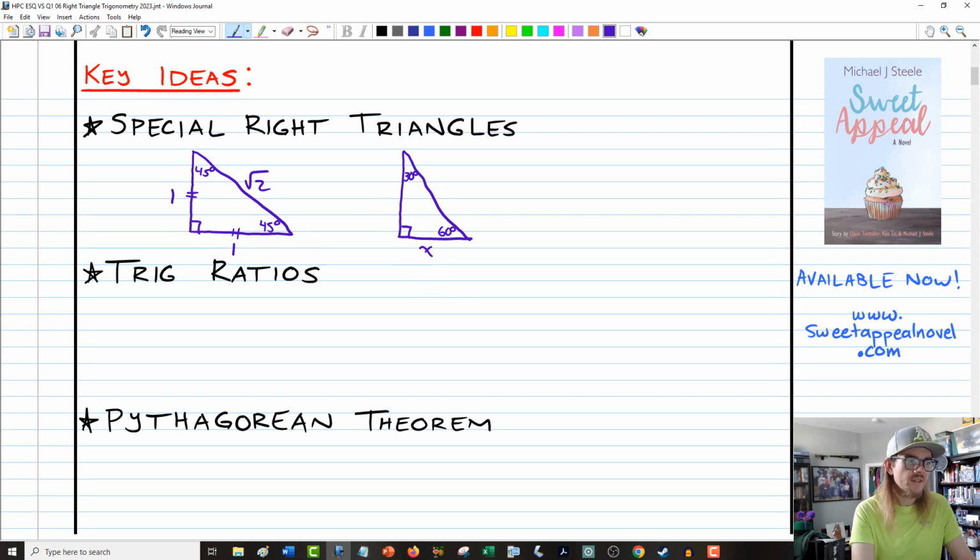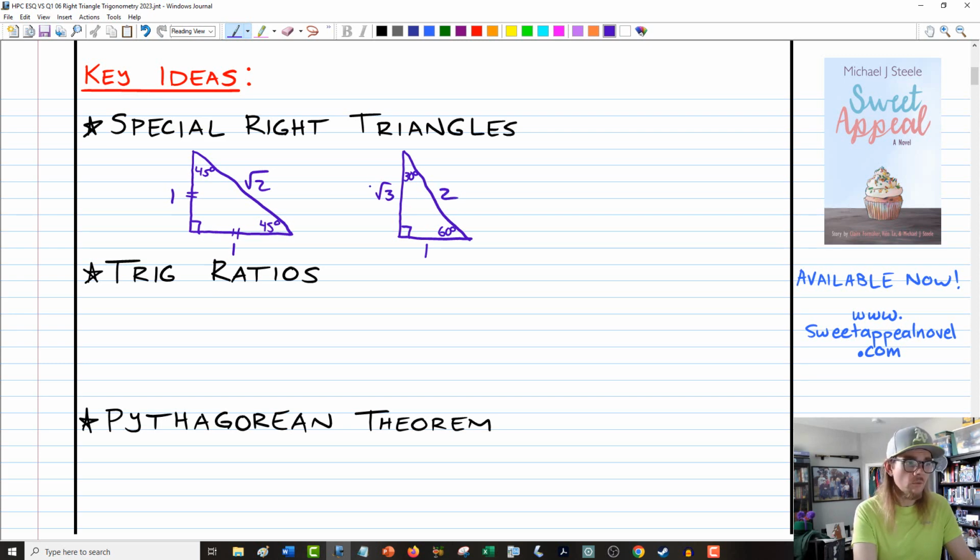You could think about this instead as x, x root 3, and 2x if you so desired. That captures the idea that whatever that short side is, the other 2's proportions there. But like I did earlier, I'm just going to go with the classic version. This is typically 1, root 3, and 2.